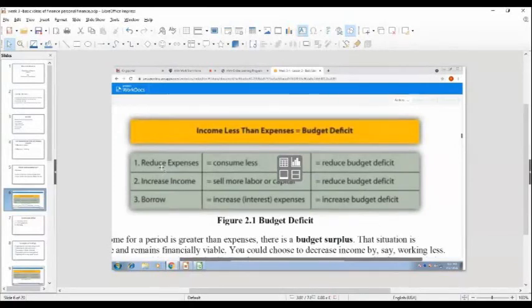In reducing expenses, that means you consume less. Like what? Instead of using your aircon for a whole day, it is better to use that for 4 hours in a day. And for that, your deficit will be reduced. Instead of having snacks 3 times a day, why not have that once a day?